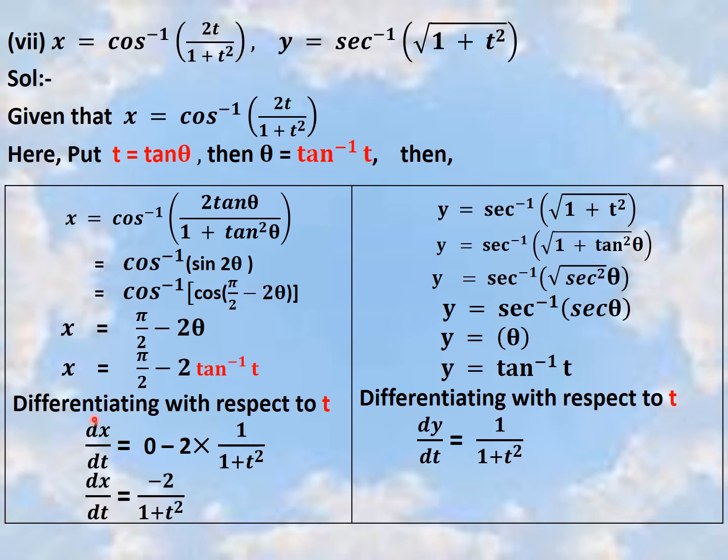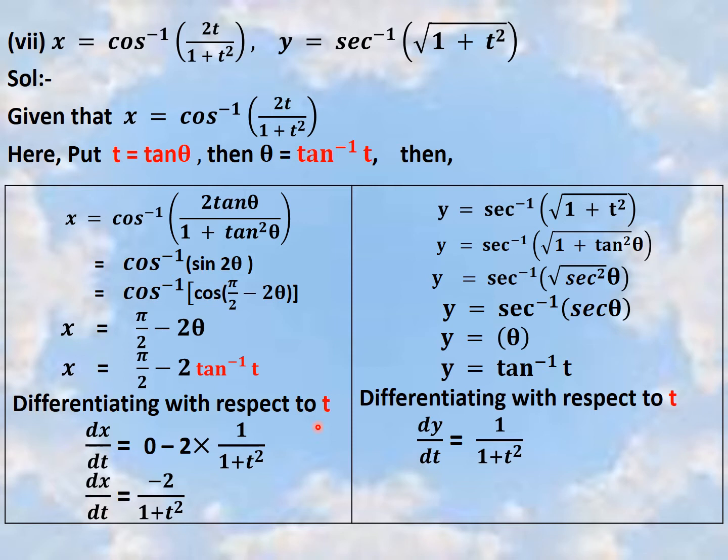Now we will differentiate this with respect to t. So dx upon dt will be, first pi upon 2 is a constant. So derivative is 0 minus 2 into derivative of tan inverse t with respect to t, which is 1 upon 1 plus t square. So dx upon dt is minus 2 upon 1 plus t square.